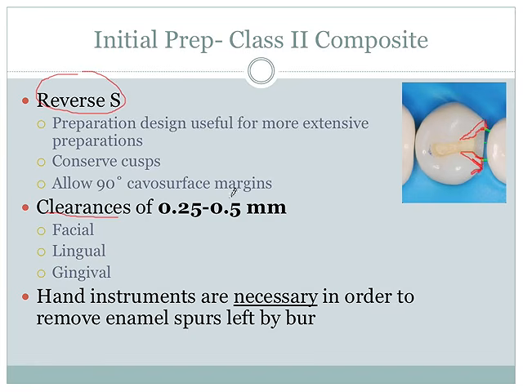So we shoot for about 0.25 to 0.5. Again, it depends on the extent of your preparation, the extent of your disease, but that's just one of those numbers to keep in mind.